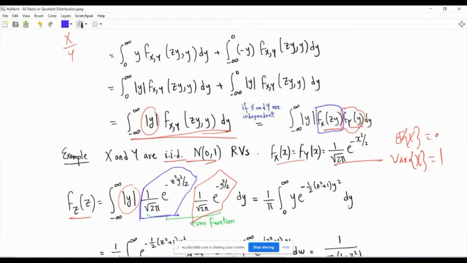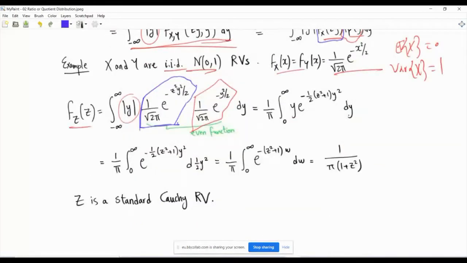If you integrate an even function that is integrable from minus infinity to infinity, then you can take double the integral from zero to infinity. You do the integration here: y dy is equal to half d of y squared. Standard integration, and you will get the result 1 over pi times 1 plus z squared, which is the standard Cauchy random variable.